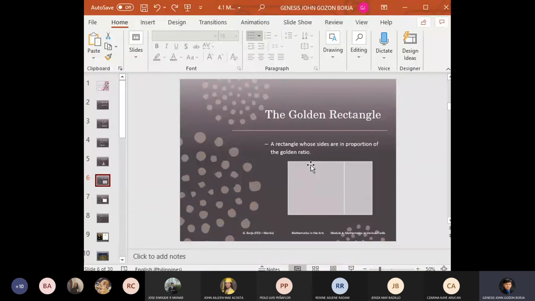If the ratio of the length and the width approximates the golden ratio. Kaya yung mga index card natin 3/5, 4/6. So again, hindi siya exactly the value of the golden ratio, but they are good approximations of the golden ratio.